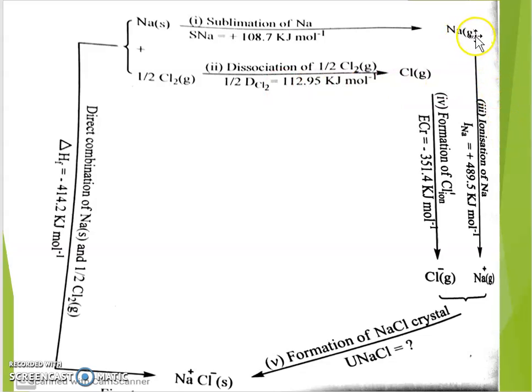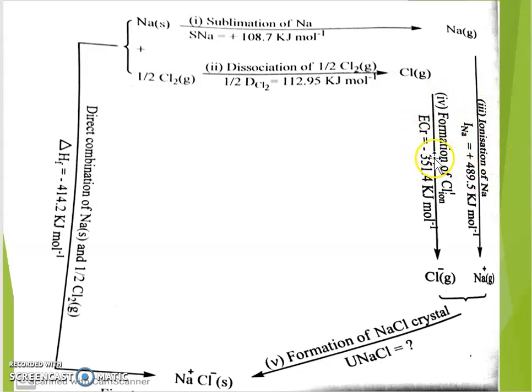Now the third step, that is formation of sodium ion, the ionization of sodium. In this step, the gaseous sodium atom is converted into ionic state by gaining an amount of energy, that is 489.5 kilojoule per mole energy is required.